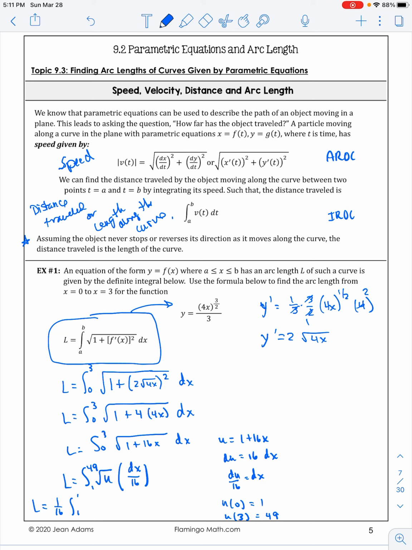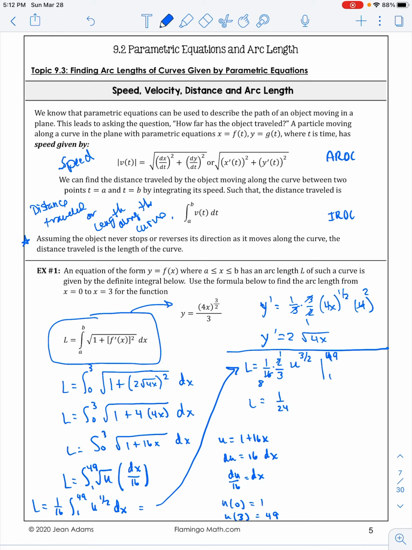So this becomes 1/16 times the integral from 1 to 49 of u to the 1/2 du. So we've got length along the curve is equal to 1/16 times, now this is going to be u to the 1/2 plus 2/2, and then divided by 1/2 plus 2/2 is multiplication by 2/3. And this is going to be from 1 to 49, and I'm not going to put my equivalency back in. I'm going to leave it u.